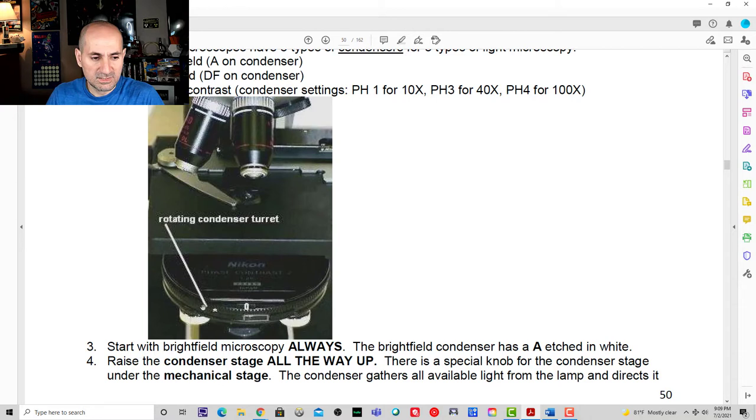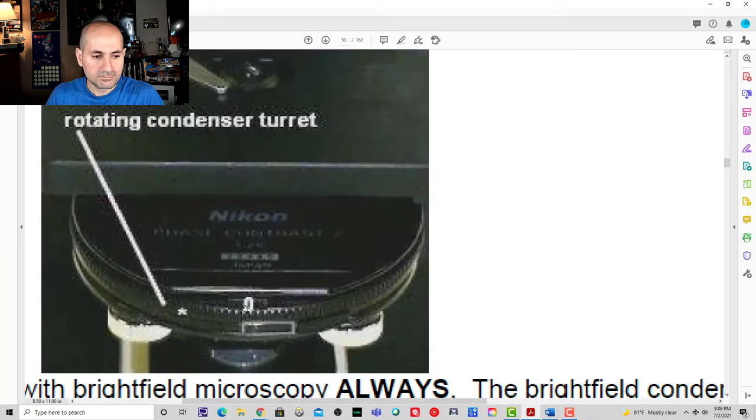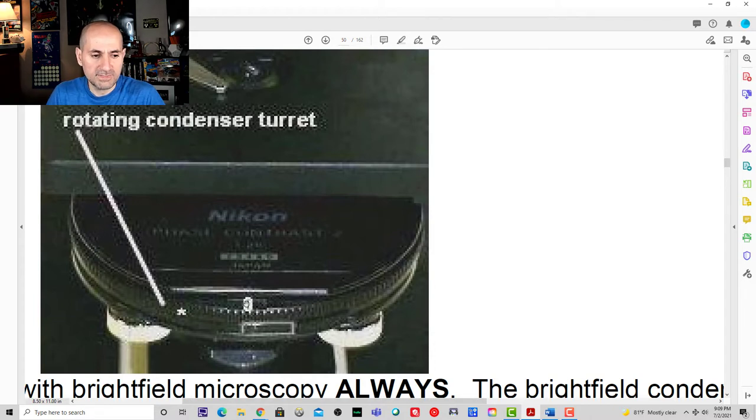Don't forget you could rotate this lens. You could rotate it around and it would read either 0 or A for bright field, DF for dark field, and pH 1, 2, 3, 4 for phase contrast. So don't forget that this condenser can be rotated around, and that changes the type of light microscopy that the microscope is performing. There might be a question like, what type of microscopy is this? If it's 0 or A, that's bright field. If it's DF, that's dark field. And if it's pH, that's phase contrast.